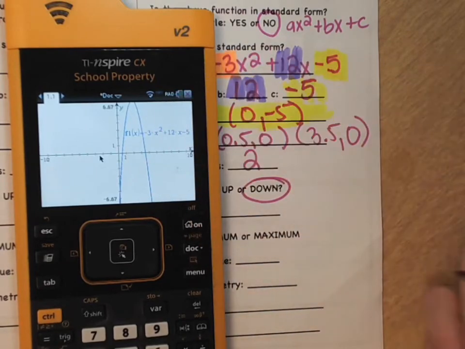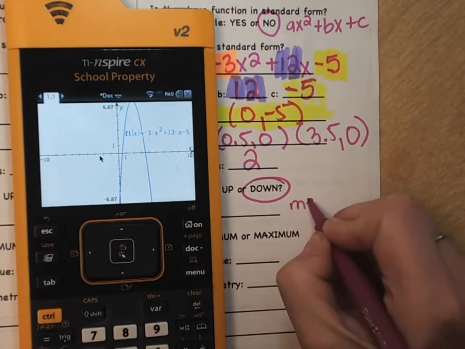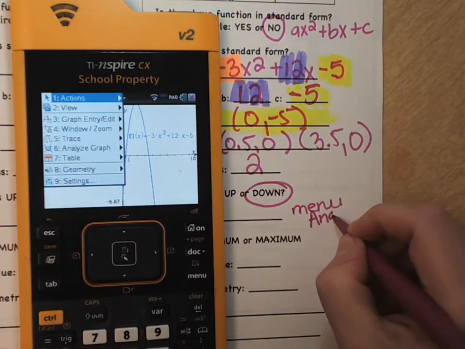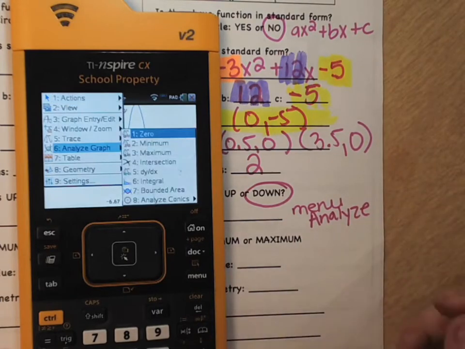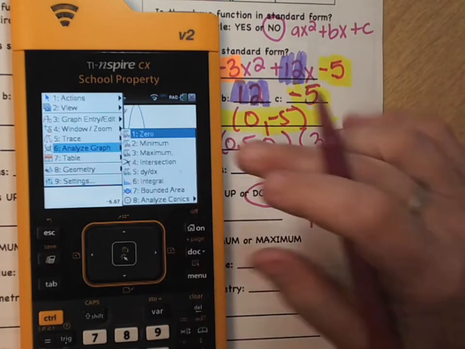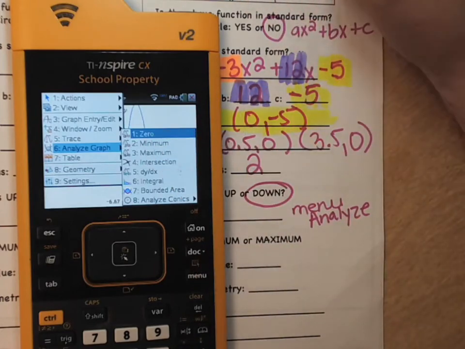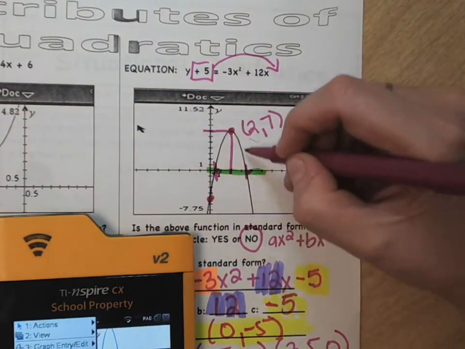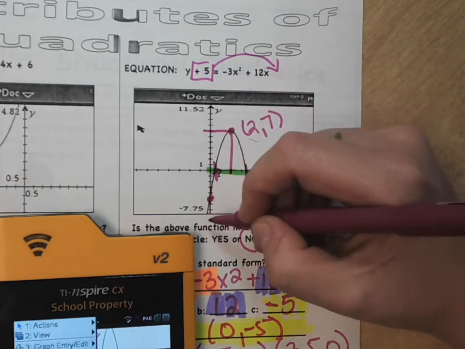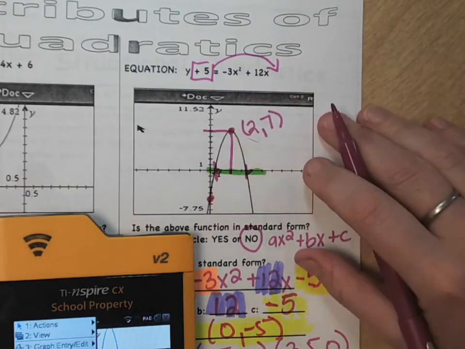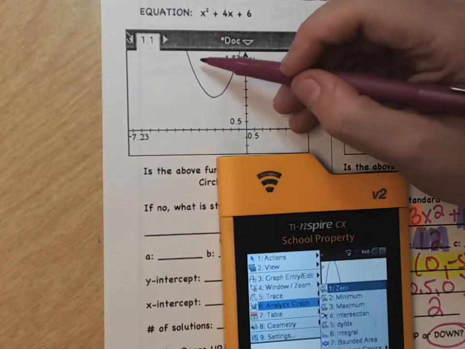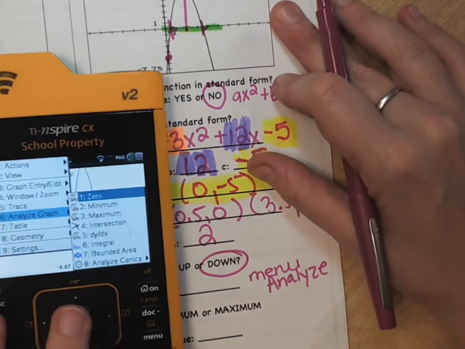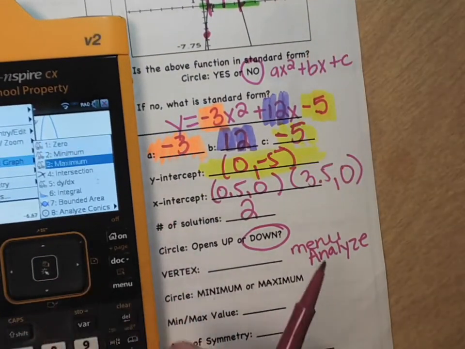Okay, what you're going to do next though, I'm going to write it here as we talk, is we're going to analyze this graph to find the vertex. So you're going to hit menu. We're going to analyze it, so 6. And then you need to know if it's the minimum or maximum. Now, if it's up at the top, when you're looking at the top of a graph, you're at the top of your pay grade, you're at the top of the class, you're the highest, that's the maximum. When you're at the bottom, like this one, you're at the minimum, the bottom of the pay grade. So this is a maximum, so you're going to pick maximum.